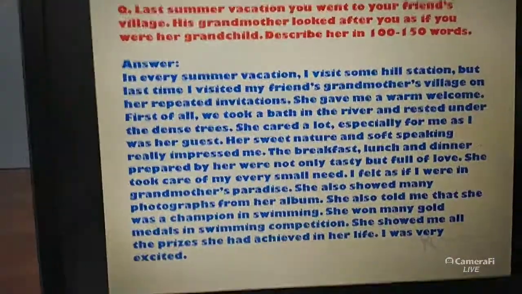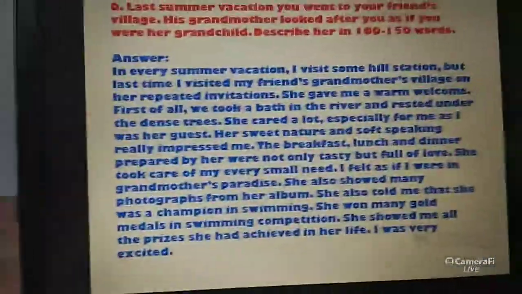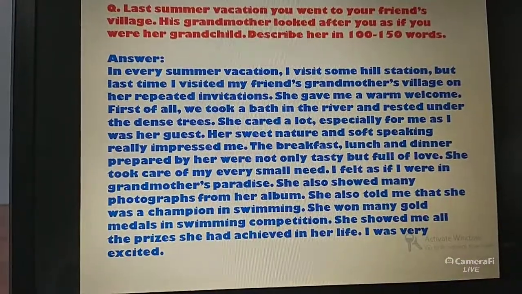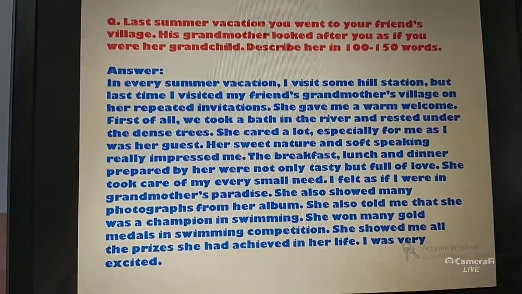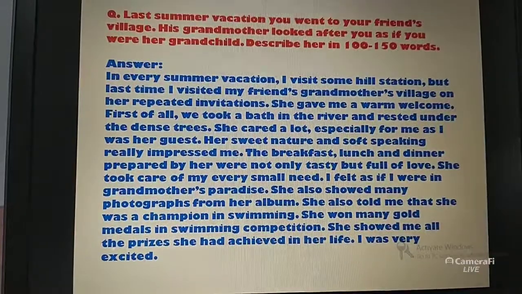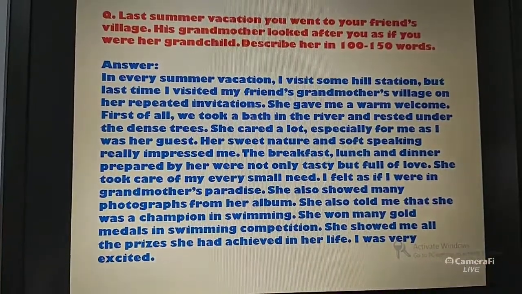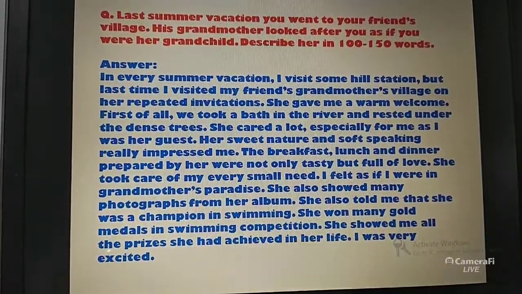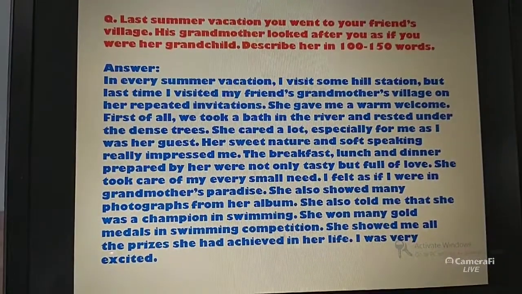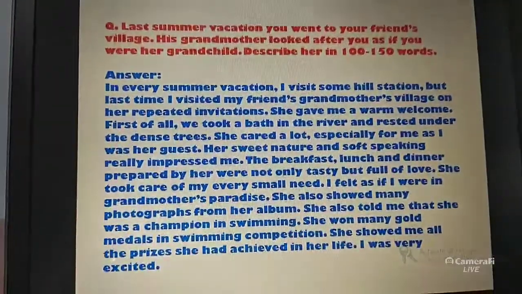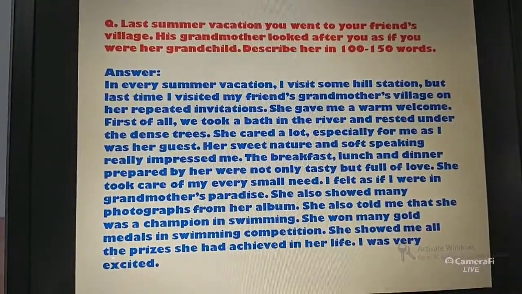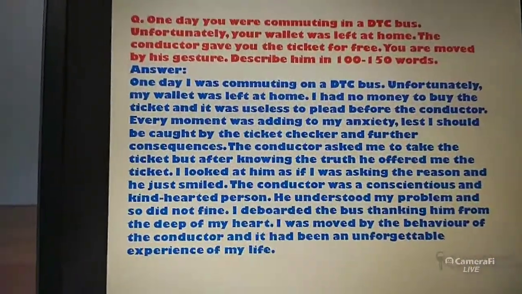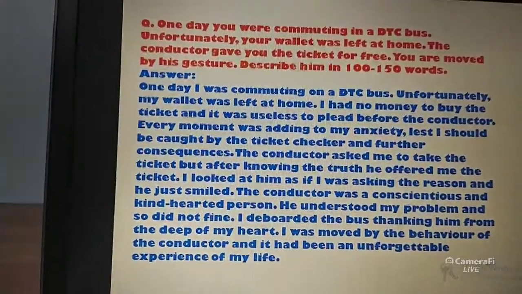So you get to know a lot of things about that grandmother in her youth days, what her life was, that she had won a swimming competition. She was very soft spoken. She provided you very good breakfast, lunch, dinner, everything prepared very well. So you were very excited, and you were informing this. So this is what a descriptive paragraph should be. Let us move to another example. In this way you will go on describing.